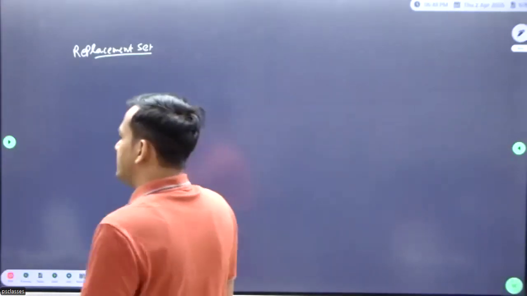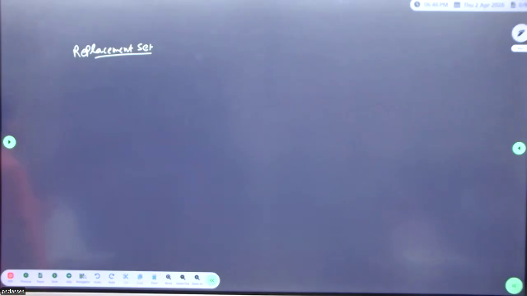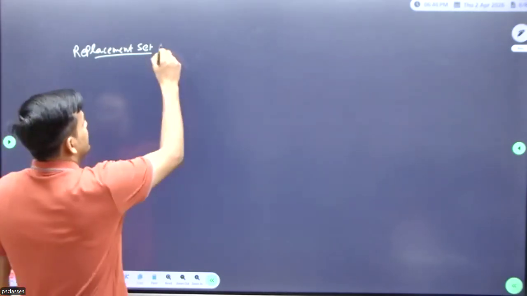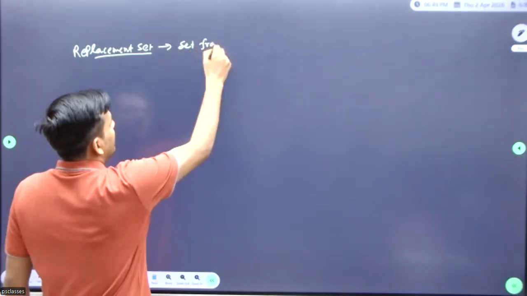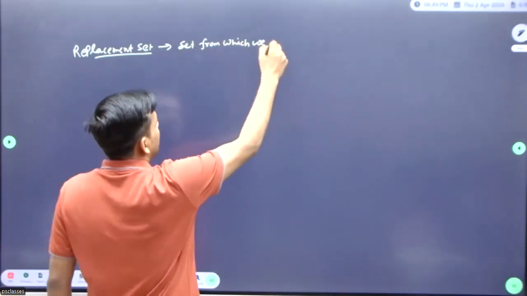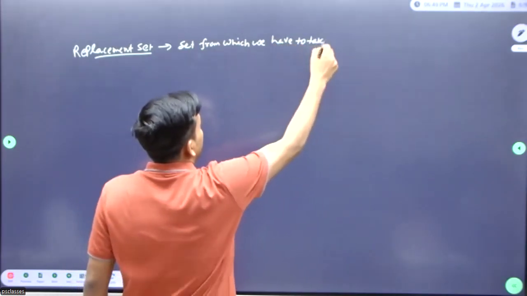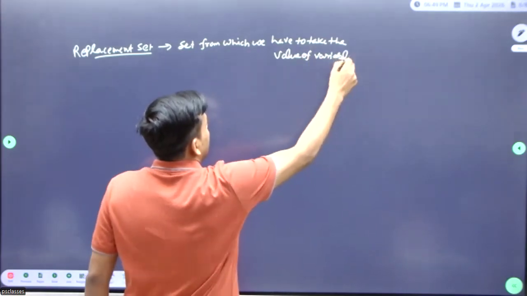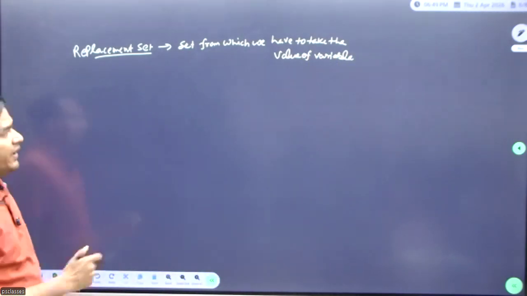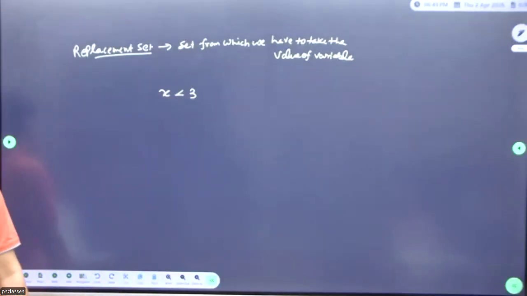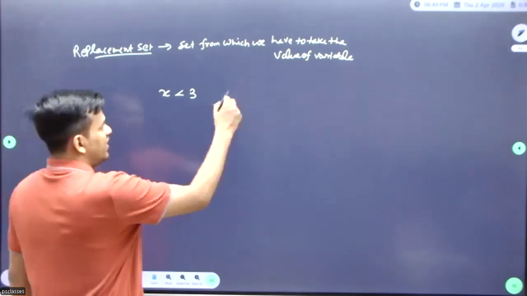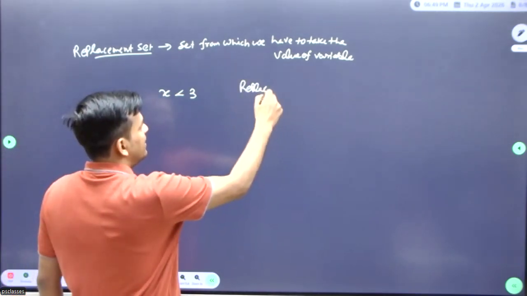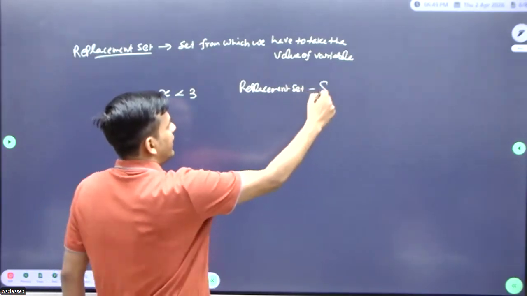So replacement set is the set from which we have to take the value of the variable. Suppose an inequality is given to you, x less than 3. This is the inequality given to you. And now they are asking the solution set of this inequality, given that your replacement set is the set of natural numbers. It is given that the replacement set is a set of natural numbers.